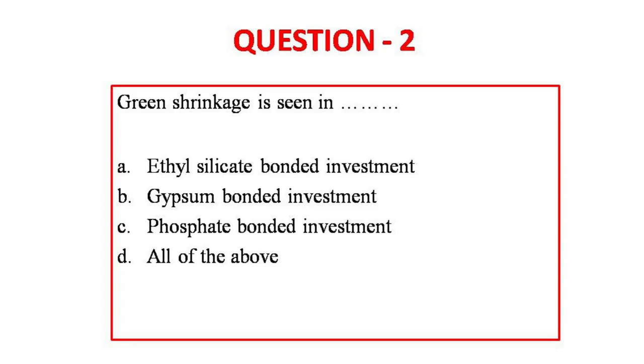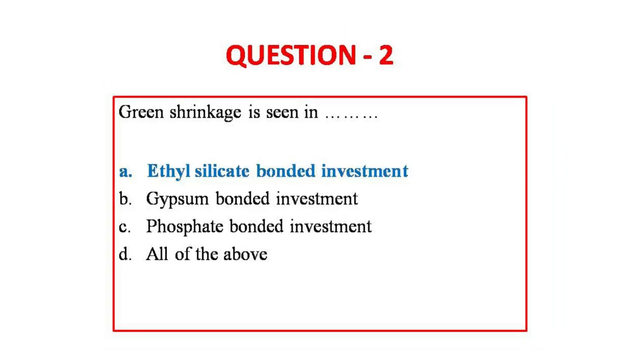So moving on to question number 2. Green shrinkage is seen in, they've given 4 options: ethyl silicate bonded investment, gypsum bonded investment, phosphate bonded investment, and all of the above. The answer is ethyl silicate bonded investment. When the material goes to setting, it loses alcohol and water, forming a hard gel, and this causes drying, and that causes the green shrinkage, the volumetric contraction.